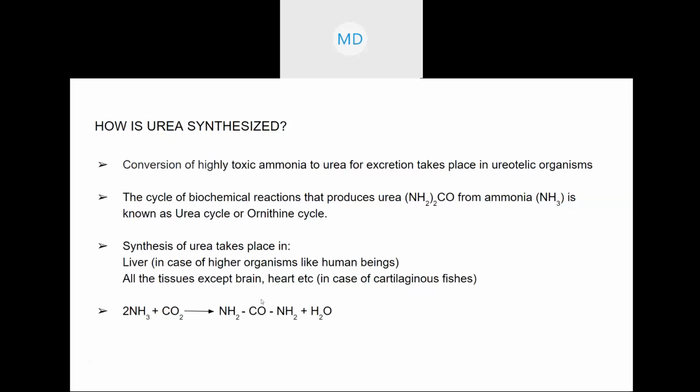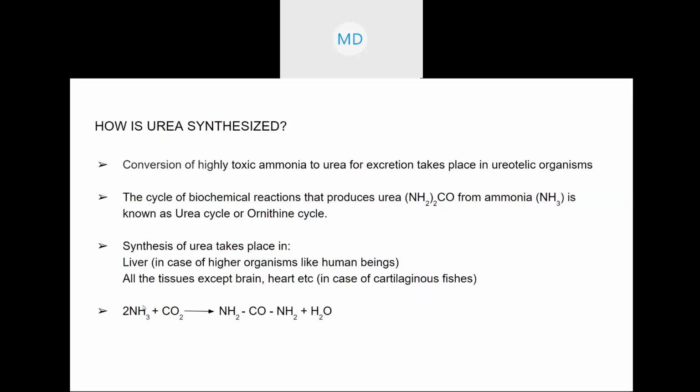This is urea, NH2 in brackets, then again 2. So there are two amino groups, and there is CO. This is the formula for urea. So urea is formed and water is formed. When ammonia reacts with carbon dioxide, it forms urea, then water.